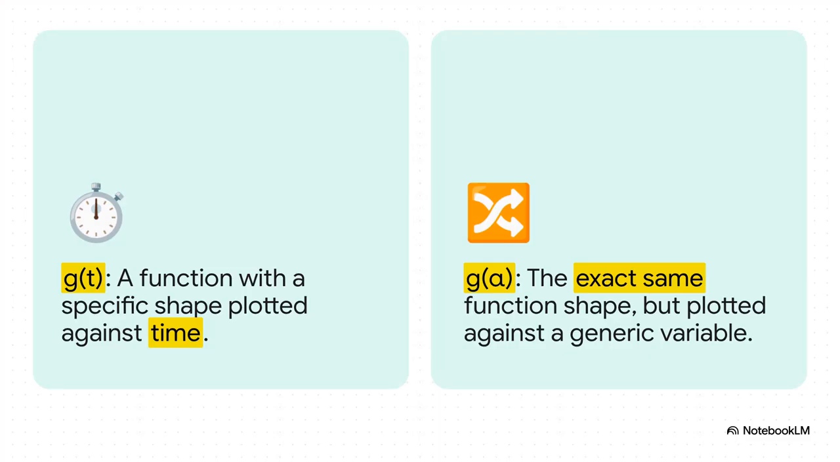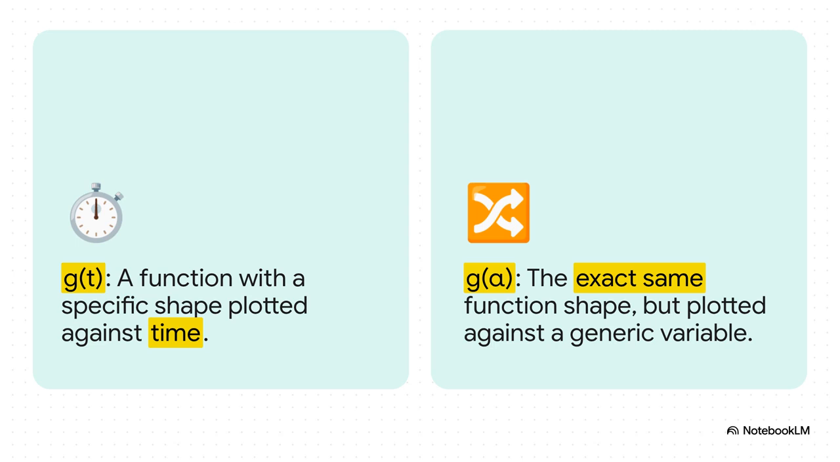Okay, look at this. It seems super basic, but trust me, this is the core idea. On one side, you've got a function, let's call it g of t. It's just a shape plotted against time. On the other side, it's g of alpha. But here's the thing. Notice the shape? It's exactly the same. This is so important.